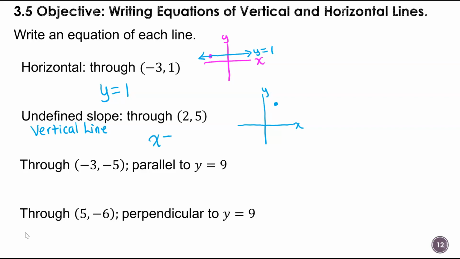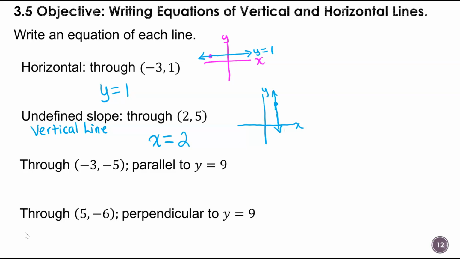So it's at x equals, notice, this is going to be at x equals 2, right? Because that's where it goes through the x-axis. So x equals 2. It has to be the x-coordinate of the ordered pair, just like on the first one it was the y-coordinate of the ordered pair.